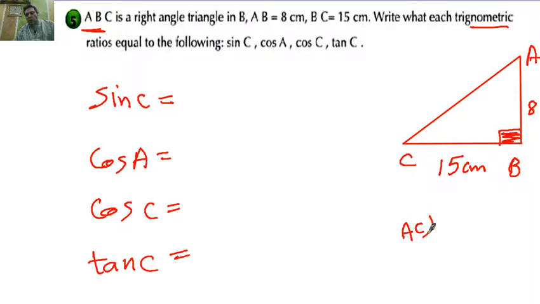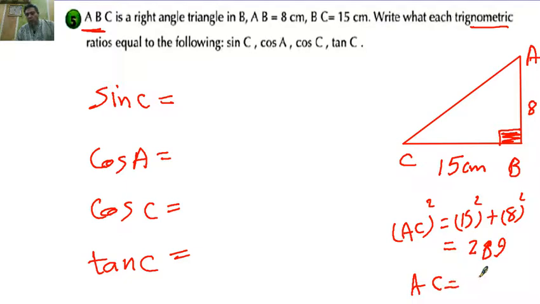AC squared equals 15 squared plus 8 squared, which equals 289. Then AC equals the square root of 289, which equals 17 centimeters. Sine angle A, opposite over hypotenuse, 15 over 17. Cosine A, adjacent over hypotenuse, 8 over 17.